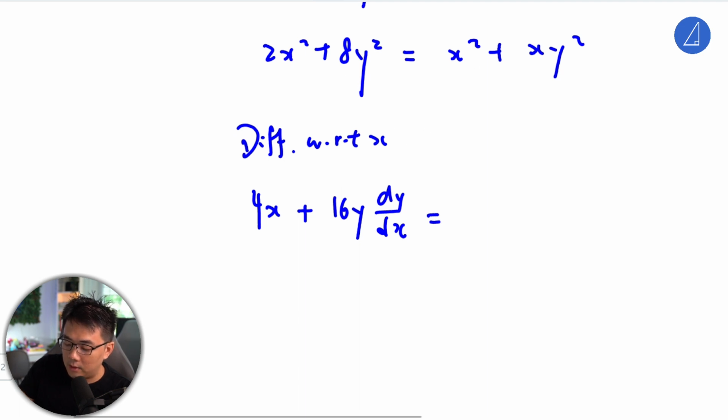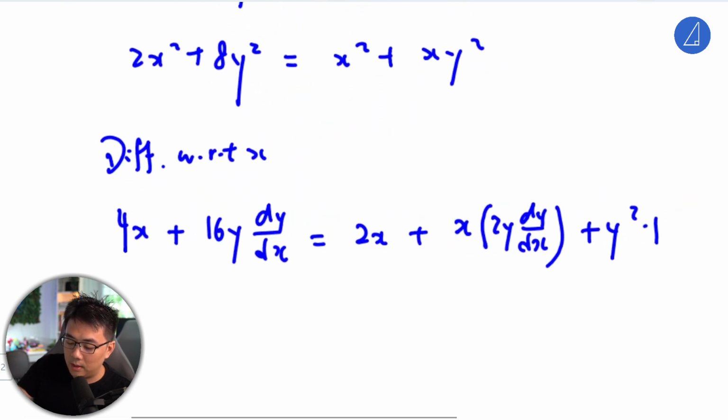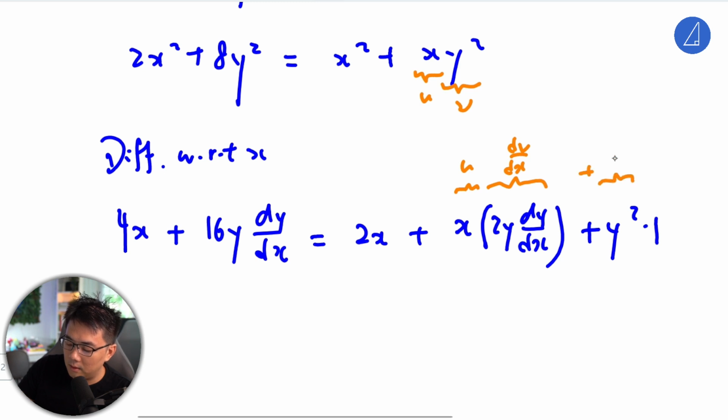Then this over here is 2x, and this will use product rule. Just be careful of this. So it's 2y dy/dx plus y squared multiplied by 1. So in this case here, this is my u, this is my v. So u dv/dx plus v du/dx. Okay, so this is how we do this.